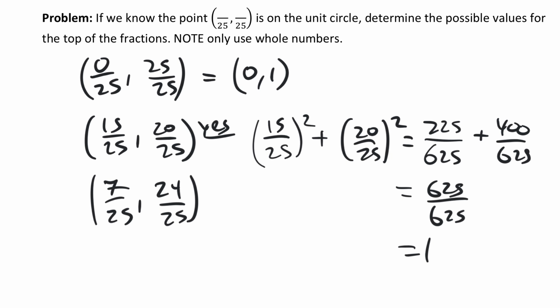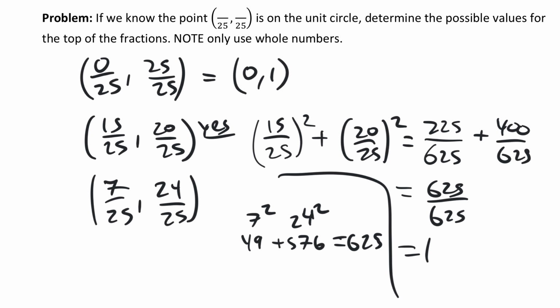When we do this, we would check the 7 squared, which is 49, the 24 squared, which is 576. So 49 plus 576, just kind of skipping the details here, would give you 625. And this is our 7 squared, this is our 24 squared. And then that's going to give us the 625 over 625. All right, so these 3 are on the unit circle.